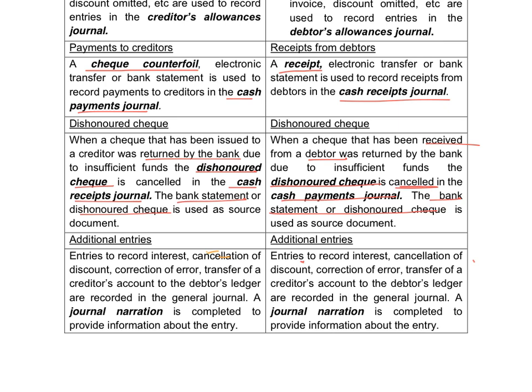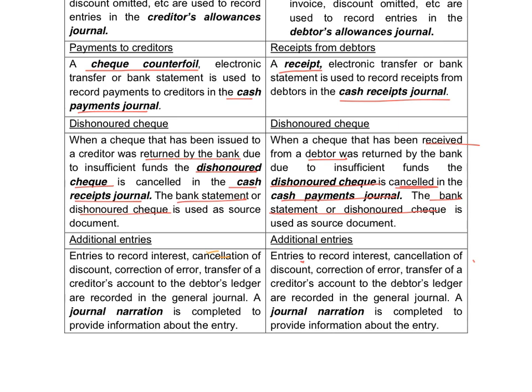Then we have additional entries that don't fit into one of these journals that we've already discussed. So we have a sales journal and debtors journal, sales returns, debtors allowances journal. We have a creditors journal, creditors allowances journal, cash receipts journal, cash payments journal. That's our 6 basic journals that we use. Any entry that doesn't fit into one of these 6 journals will be recorded in the general journal.